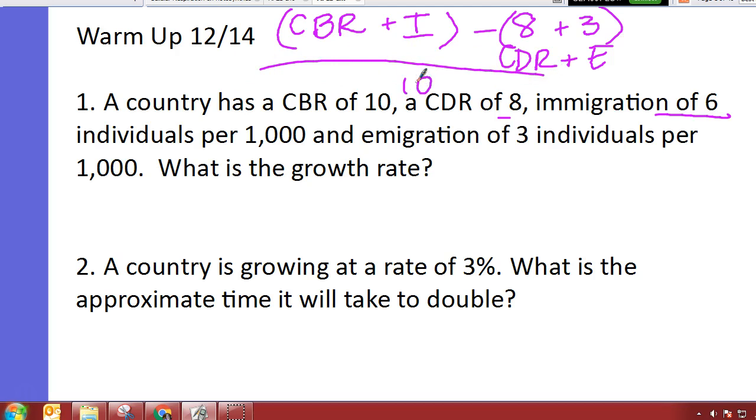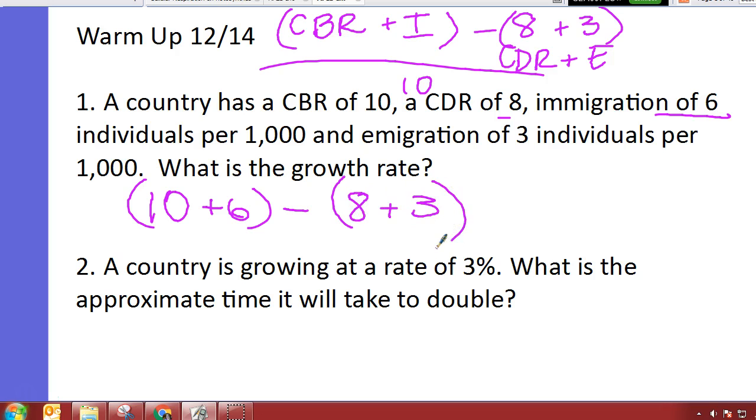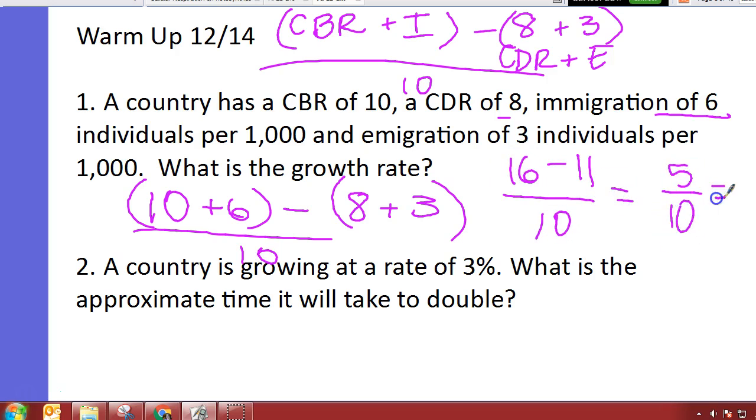So we plug in those numbers. Crude birth rate is 10. Immigration is 6. Crude death rate is going to be 8. And then we have 3 for our emigration, all over 10. So 10 plus 6 is 16. 8 plus 3 is 11. So 16 minus 11 over 10, which equals 5 over 10, or 0.5.